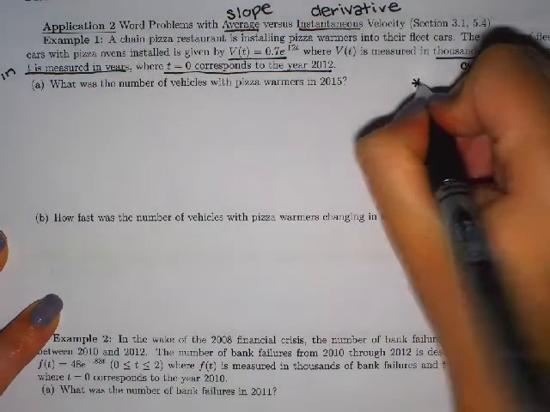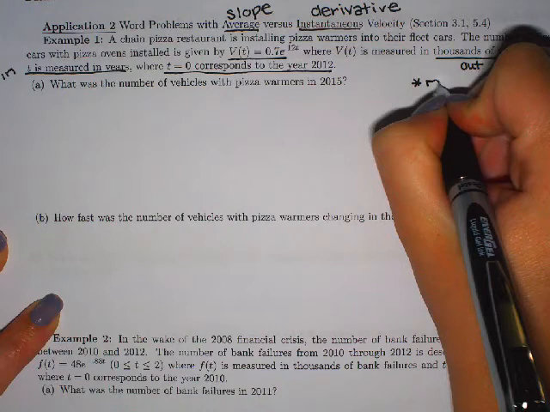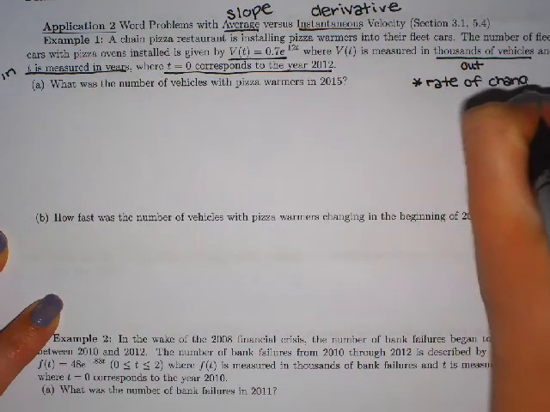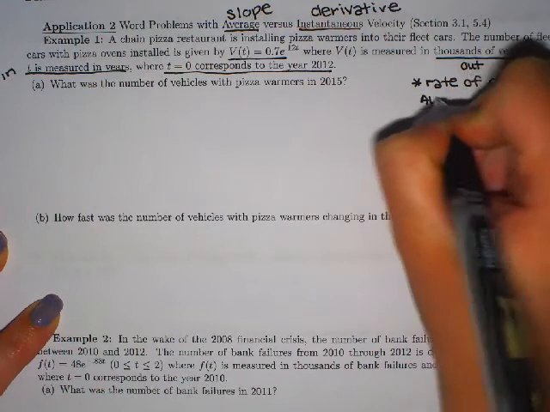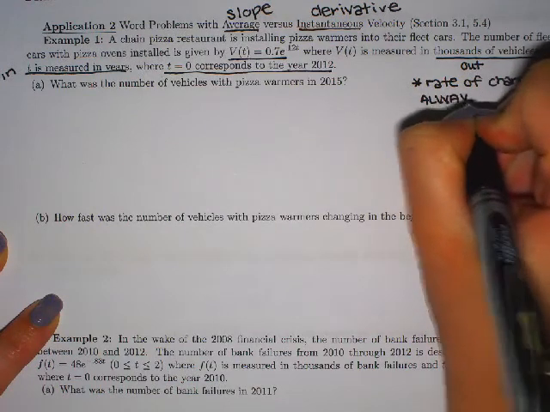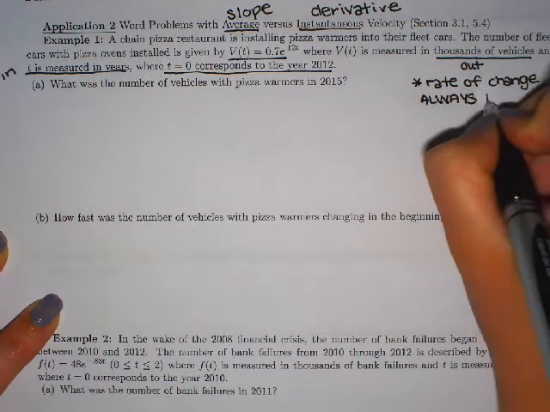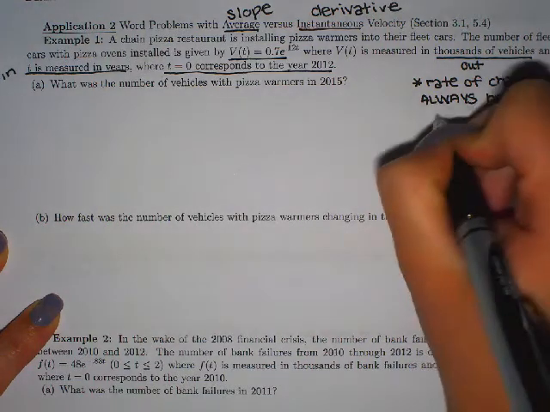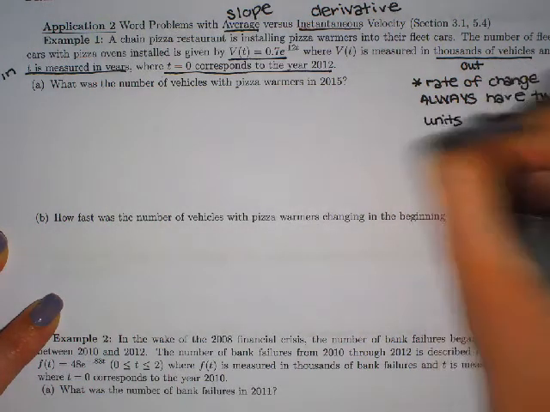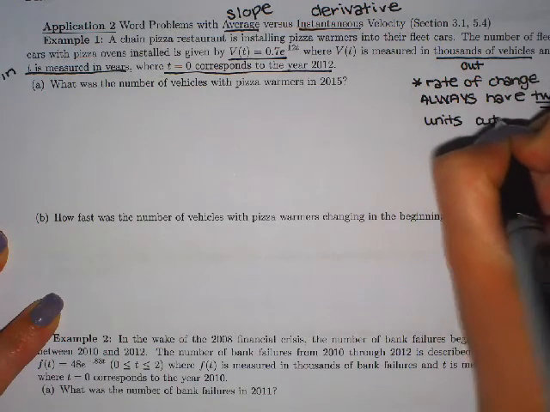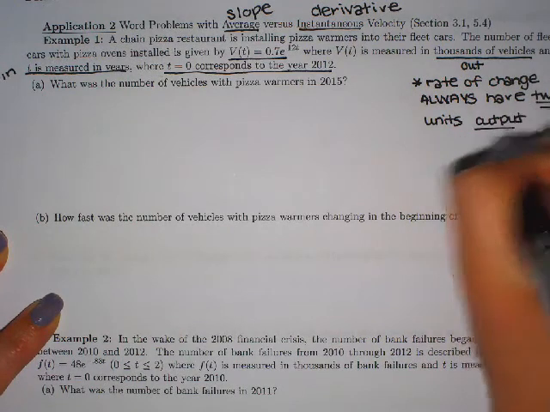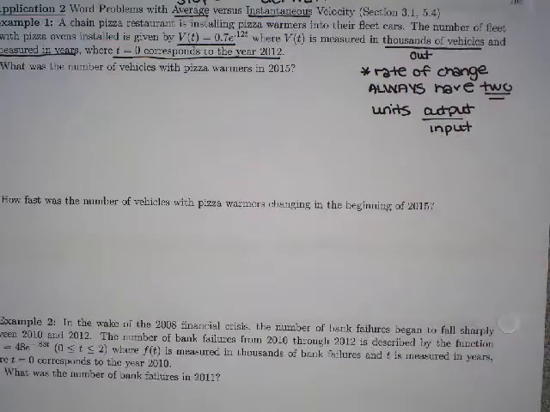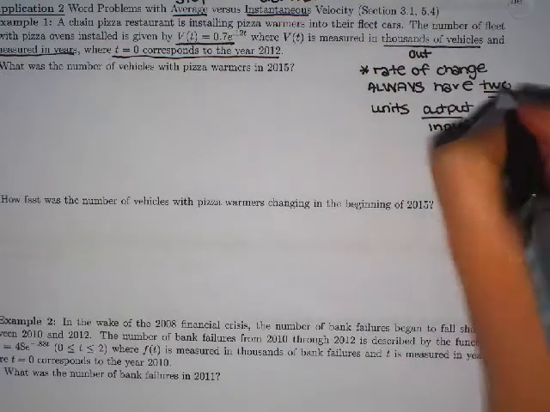So let's make a note for all these word problems. If it is a rate of change, it's always, rates of change always have two units. It's the output over the input, right? If you got pulled over, you wouldn't say, but officer, I was only going 50 miles. You would say I was only going 50 miles per hour.